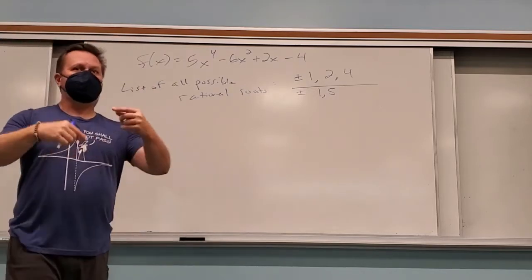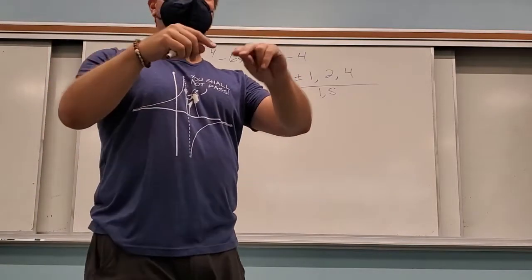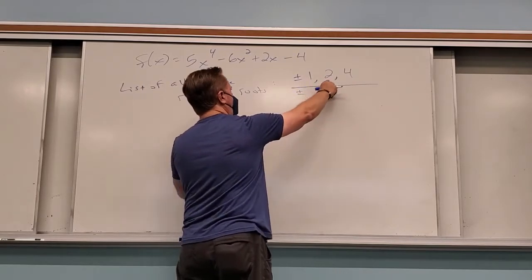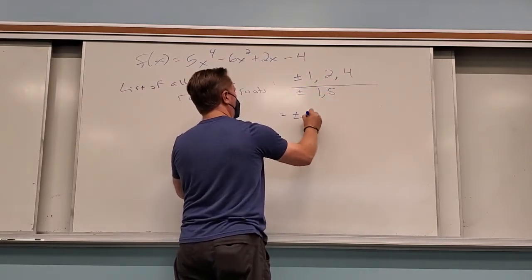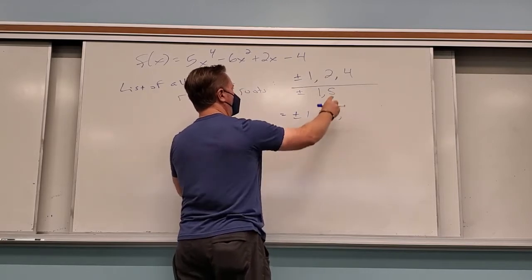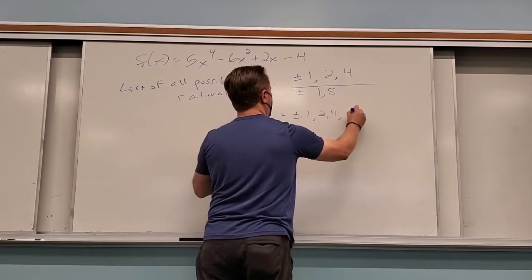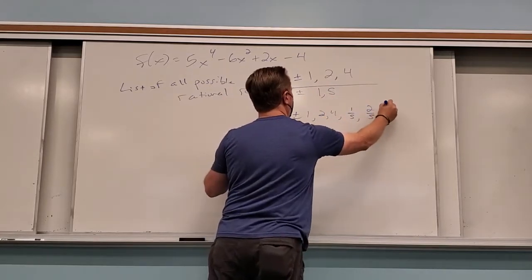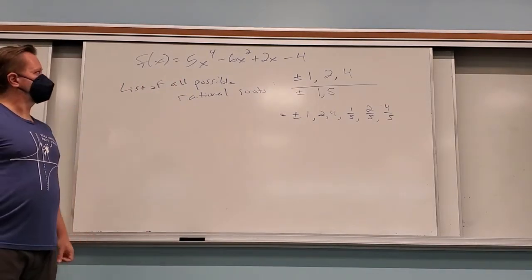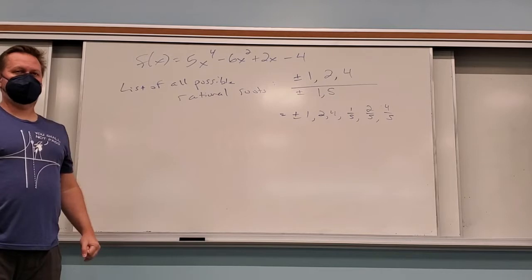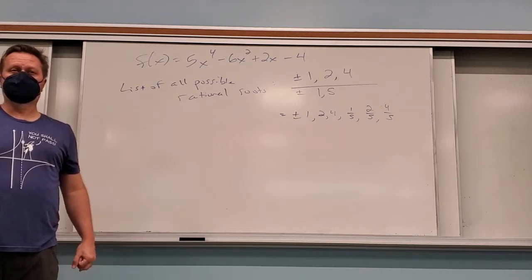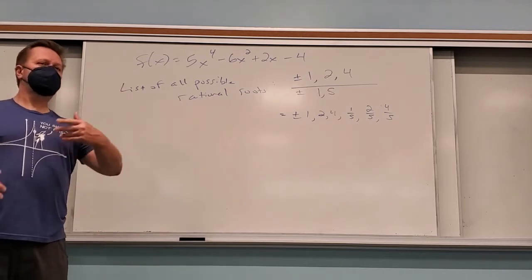Now, thankfully, there are 2 things that will help us decrease the list, right? So first off, what is this list? So I'm going to divide each of these by 1. Right? And then I'm going to divide each of these by 5. Okay, maybe. Right, so that's the list, and so you'd have to take each one.